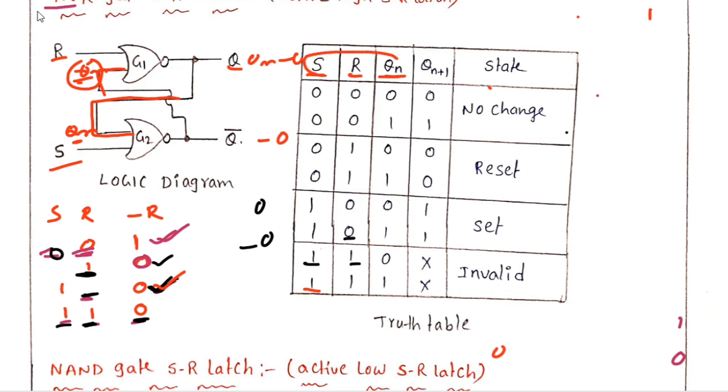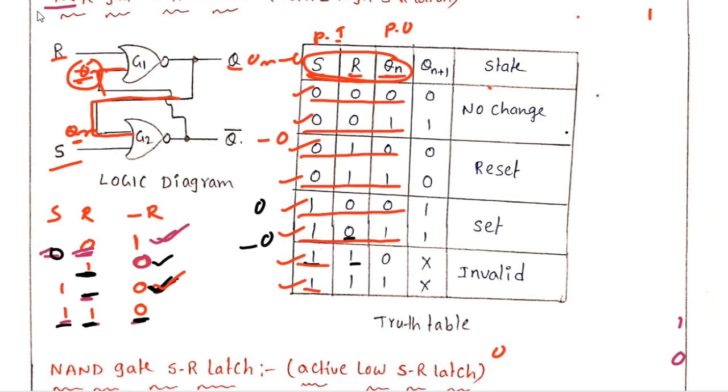Now how many inputs are there? There are 3 inputs. S and R are the present inputs, and Qn is the past output. How many variables are there? 3 variables. So how many combinations will come? 8: 000, 001, 010, 011, 100, 101, 110, 111.